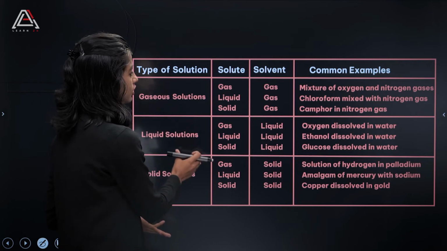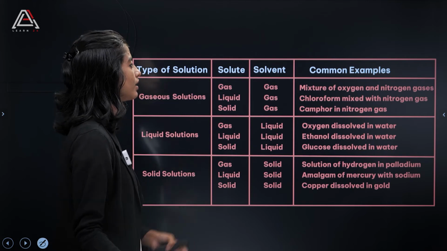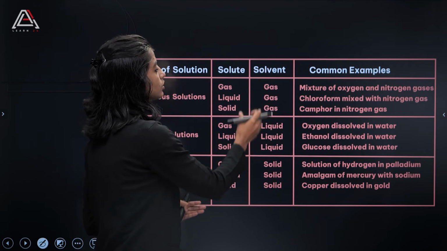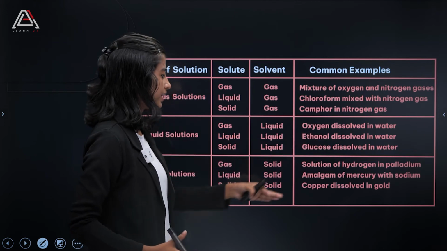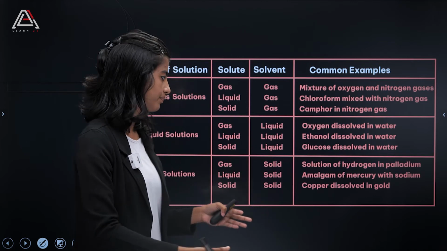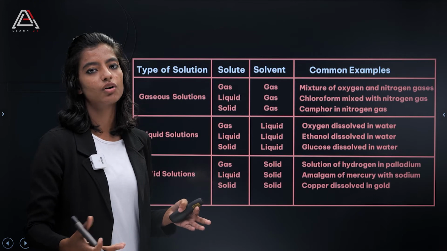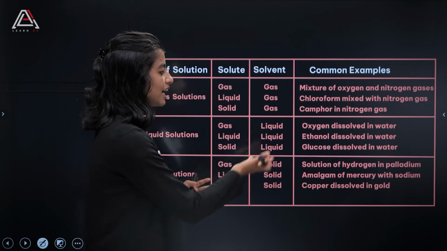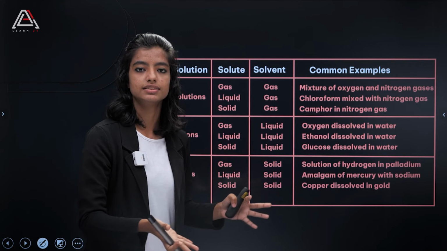Now, the liquid solutions. So, the solvent must be a liquid. I took three different types of solute. First, I added a gaseous solute to a liquid solvent. Oxygen dissolved in water is an example. Next, liquid into a liquid. Ethanol dissolved in water is an example. Next, solid in liquid. That is, glucose dissolved in water or sugar dissolved in water or salt dissolved in water is an example for liquid solutions. These types of solutions we are using in day-to-day life, right? Yes, this is an example for liquid solutions.